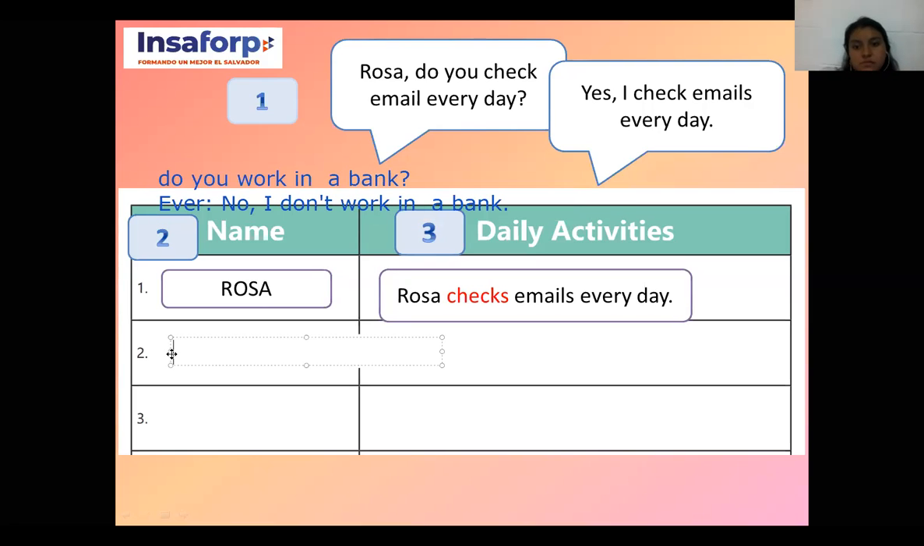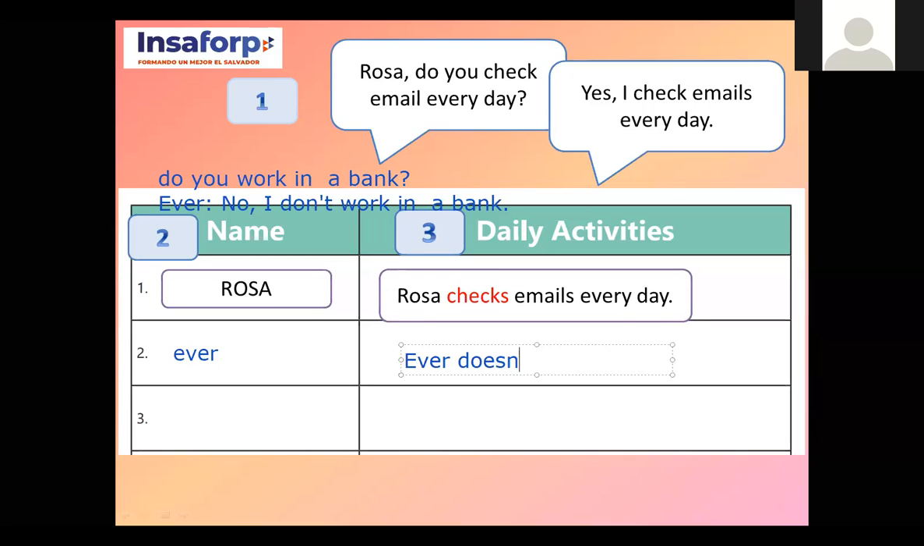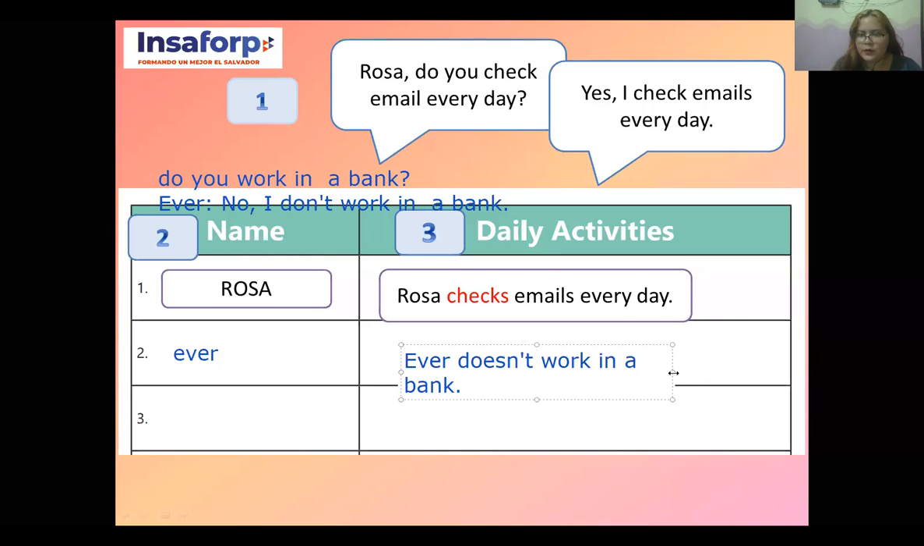Ever. In this case, Ever. And what about the daily activity? Ever doesn't work in a bank. Ever is like he, so the auxiliary is? Doesn't. Okay. Ever doesn't work in a bank. Exactly. Ever doesn't work in a bank. This is the information of Ever. And you are going to do it like this.